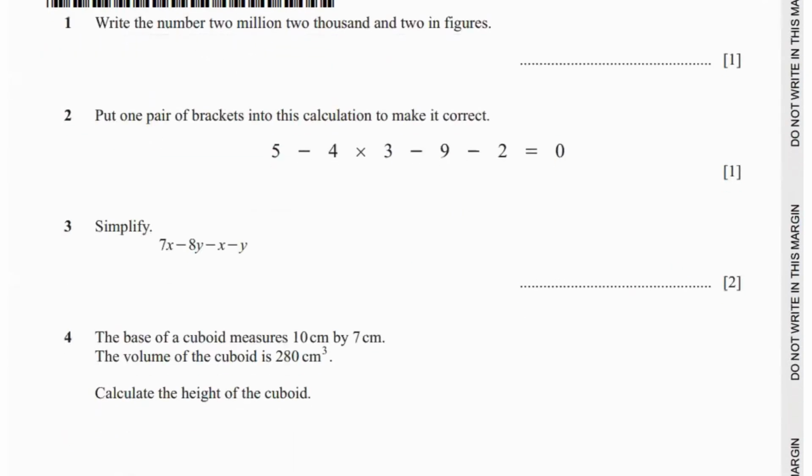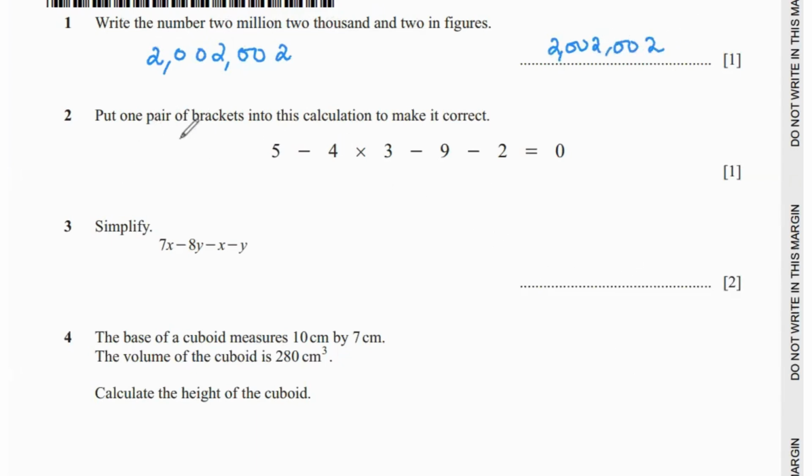Question 1 says write the number 2,002,002 in figures. So a million has 6 digits or like 6 zeros. So 2,002,002 is going to be like this. 2002, and since a million has 6 digits, so 0, 0 over here and 2. So 2,002,002. That is your answer.